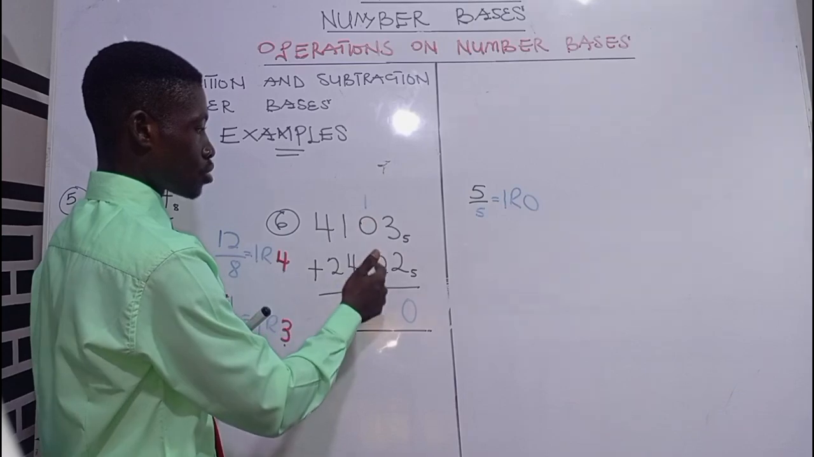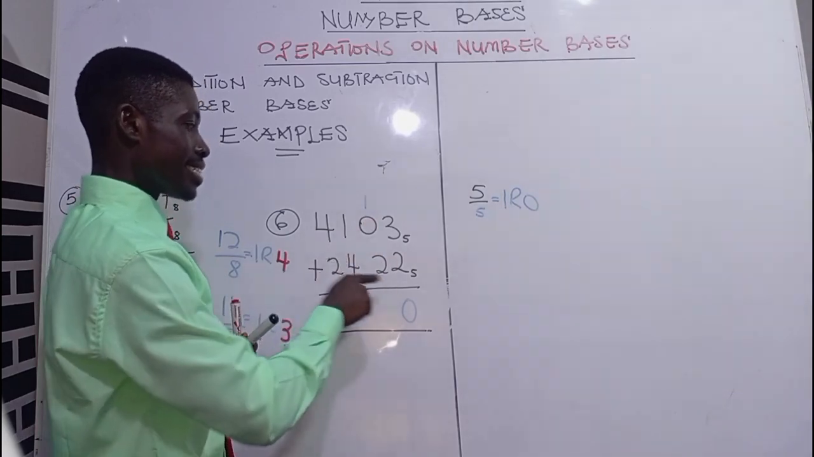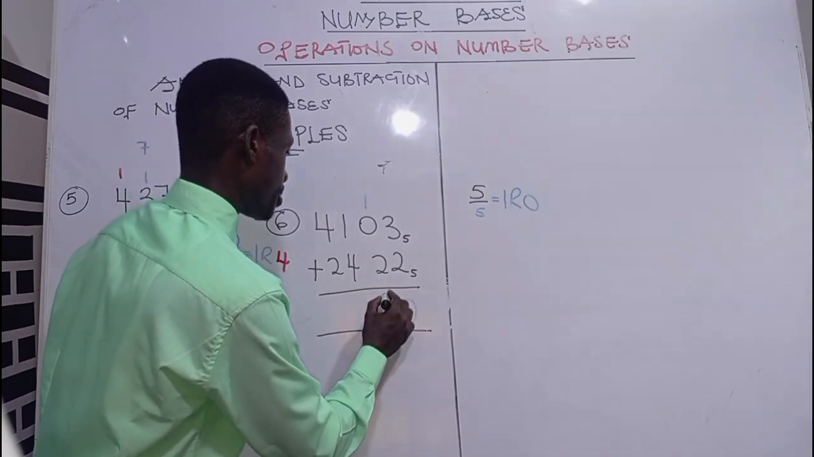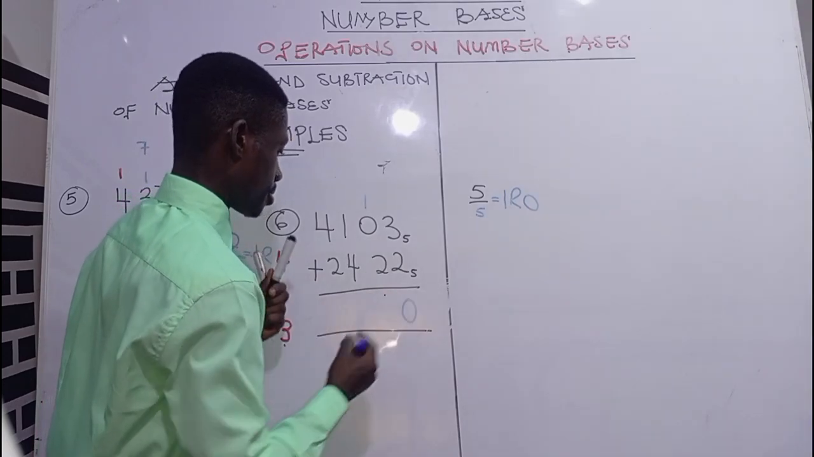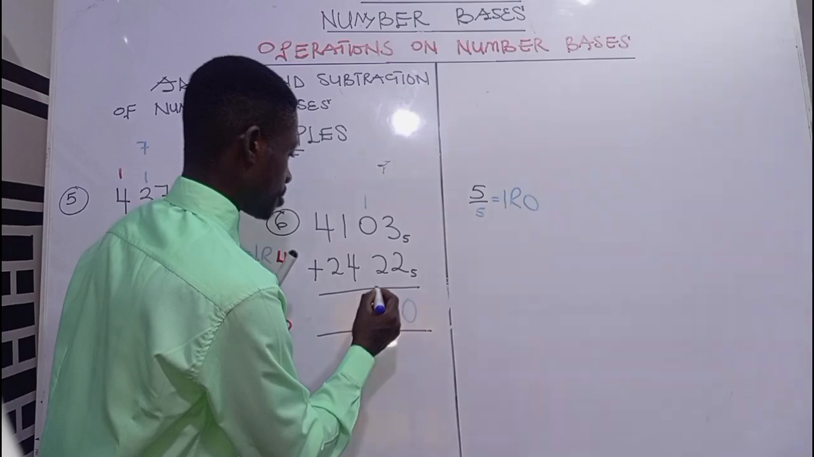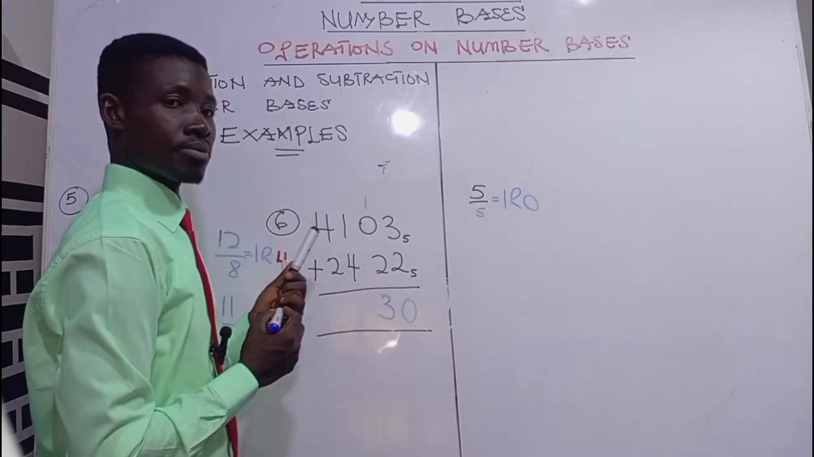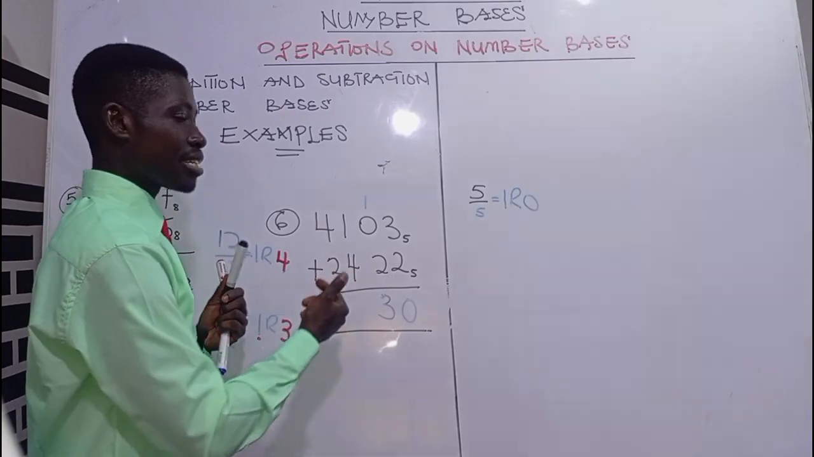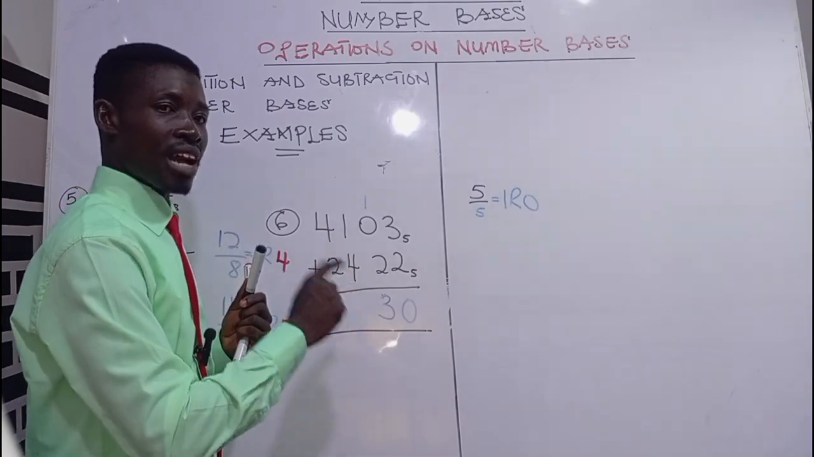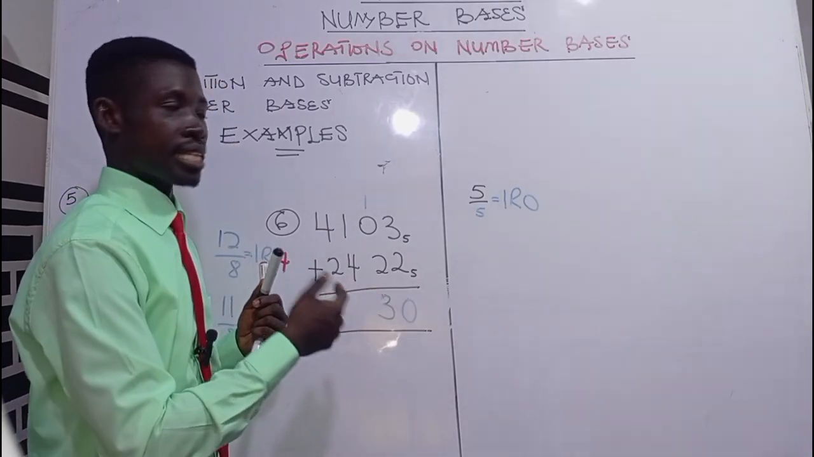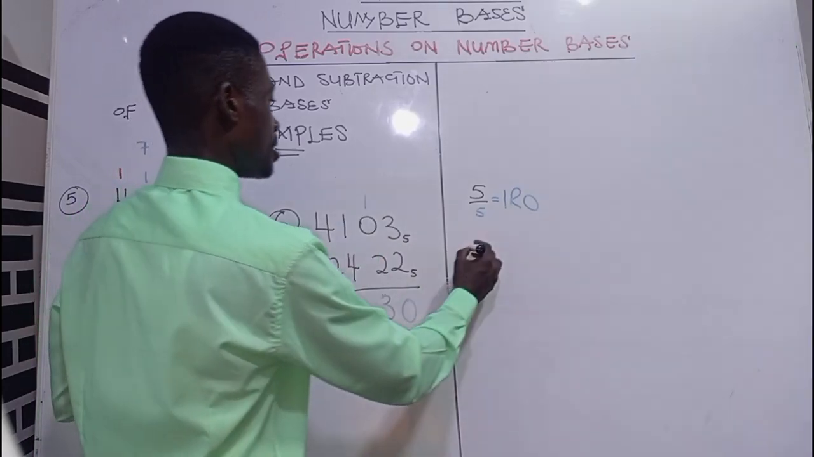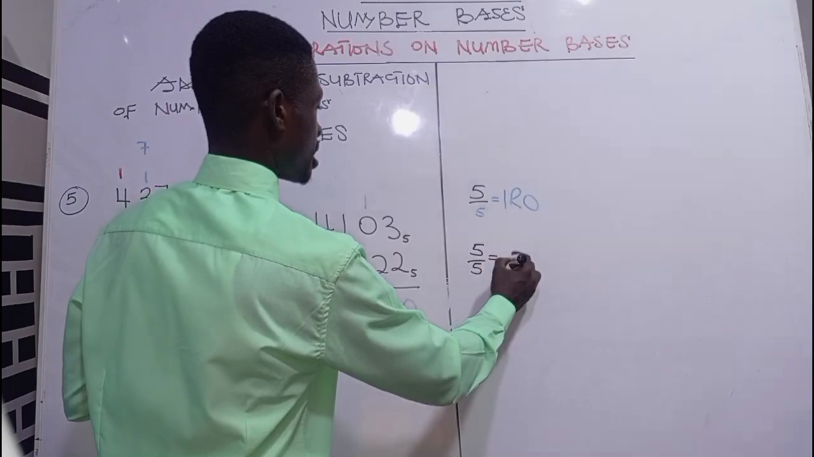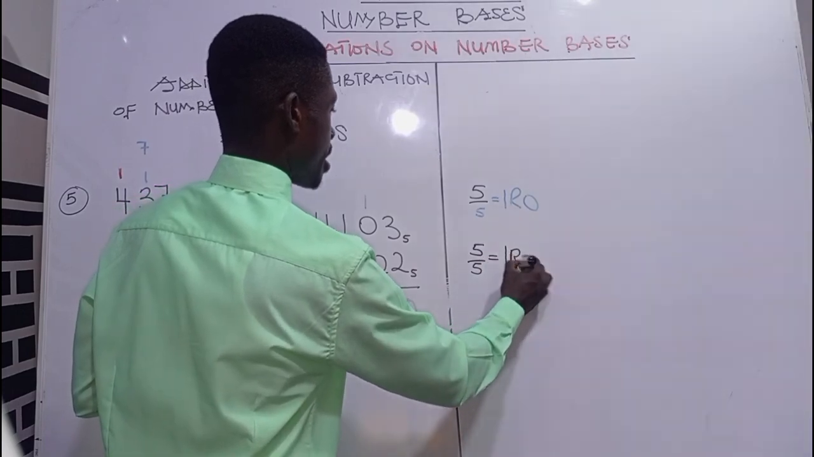1 plus 0 plus 2 gives us 3. 3 is less than 5, so we can write it. So we have 3. Now 1 plus 4 gives us 5, and 5 is equal to the base that we are working in. So we divide it by the base. So we have 5 divided by 5, and this is giving us 1 remainder 0.